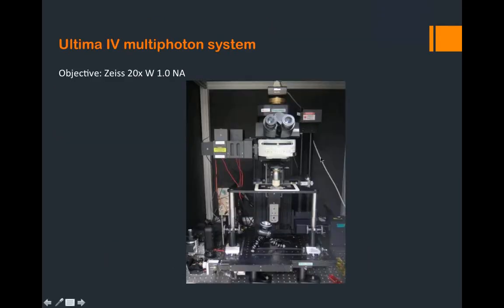So a lot of our work, we use an Ultima IV multi-photon system. This is actually a picture of our actual rig, and we use a Zeiss 20x water immersion lens and a standard Insight laser for this research. But in order to look in vivo, where we can study the metabolism changes, we needed to develop an optical window into the tumor itself.